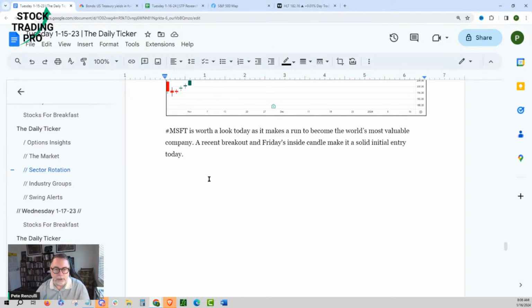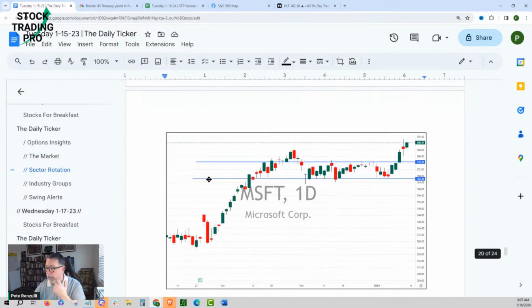Microsoft worth a look today as it makes a run to be called the world's most valuable company. That's pretty interesting. And again, multiple week trading range as the stock is now sitting at big levels and paused. So I kind of like this one, looking for a breakout follow through here today.